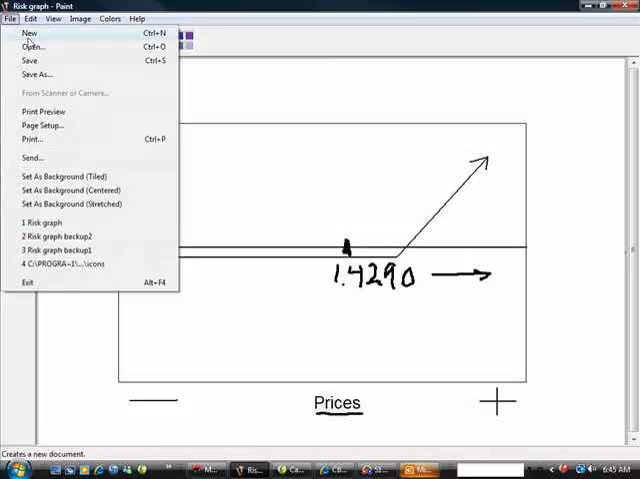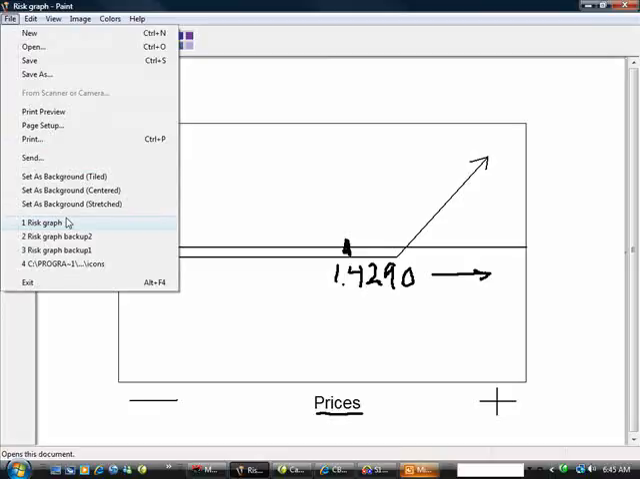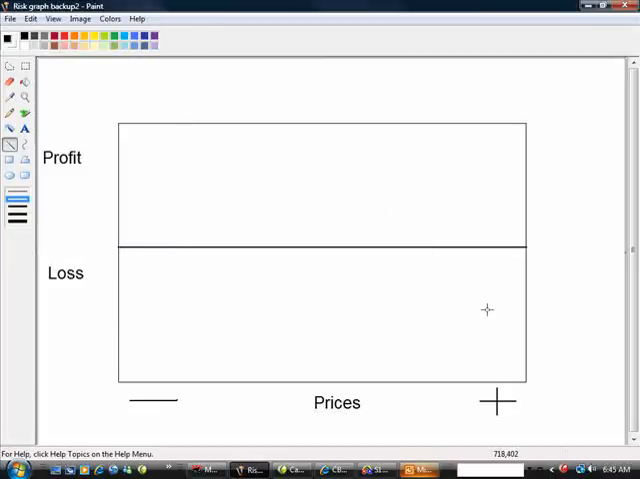I'm gonna bring up a clean one here, and here's what a put looks like. In this case, if prices are rising, we don't make money. We make money if prices are falling. So it's very simple. If this is our strike price, let's say that's the current price in the market.